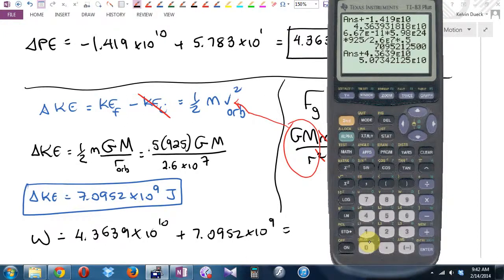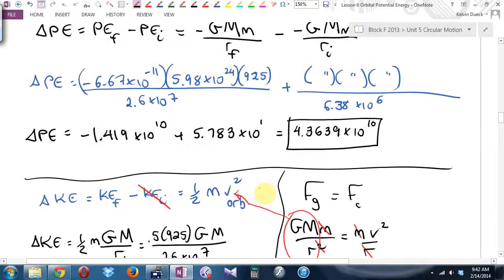I thought it was 10 to the 6th. What 10 to the 6th? The potential, change of potential. No. It's going to be 10. No, it's 10 to the 10th. All right. Oh.